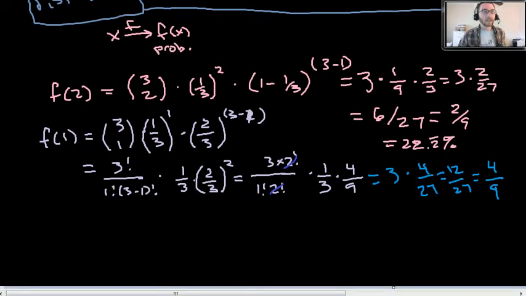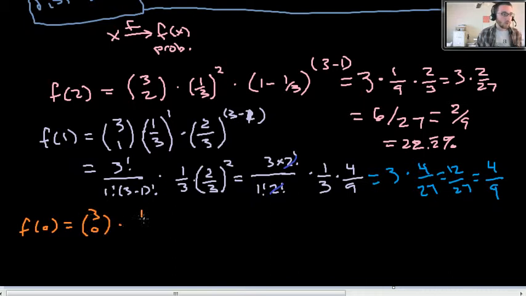All right, the last two, I'm running out of space here, but we'll be all right. F of 0 equals 3 choose 0 times 1/3 to the 0th power. If you remember, things raised to the 0th power are equal to 1, times 2/3 to the 3 minus 0.